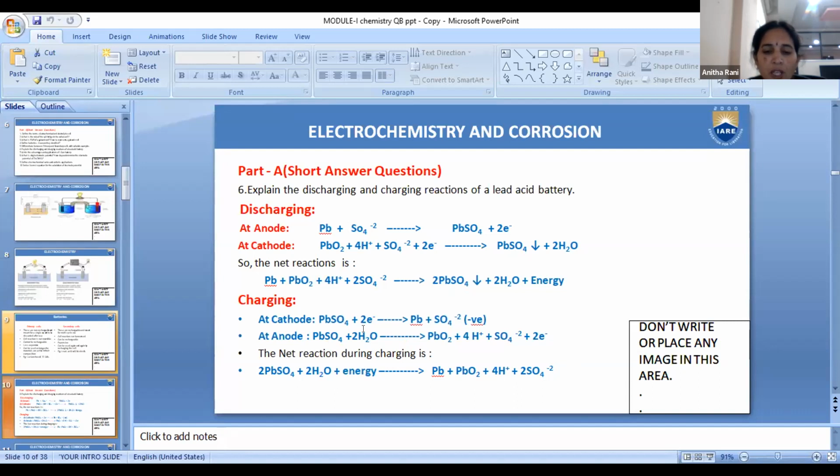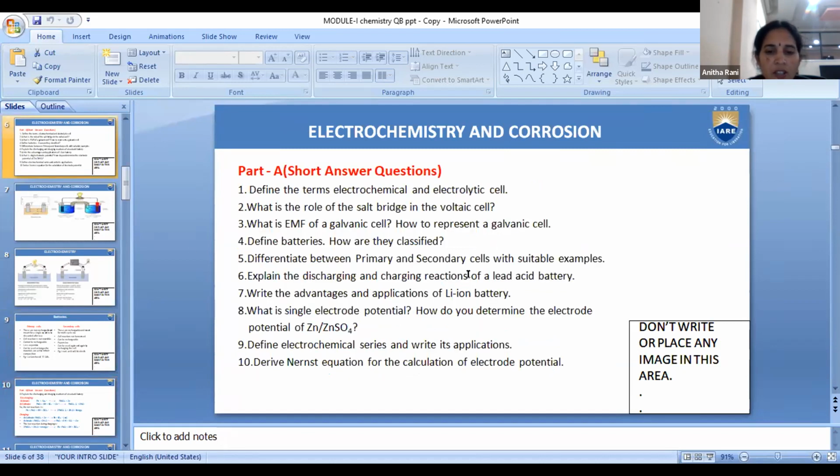So S4 2 minus, these are the reactants we got here during the charging reaction. Products are converted into reactants. So these reactions you have to write: the discharging reaction and charging reaction, and write the advantages and applications of lithium ion battery.